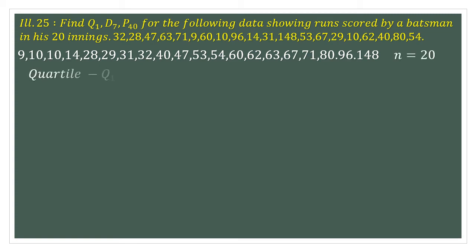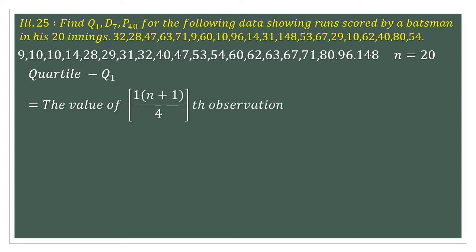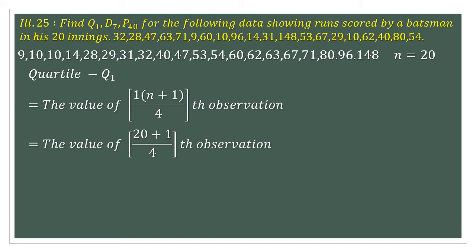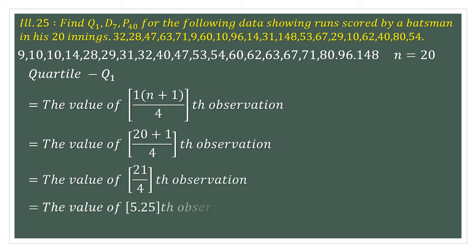We are going to start by calculating the quartile, that is Q1. The formula is quite similar to median: the value of 1, because it is Q1, into n plus 1 divided by 4, because it is a quartile observation. So it becomes 1 into 21 upon 4, but it is into 1, so I am not going to write that multiplication here. 20 plus 1 upon 4, that is 21 upon 4, making it the 5.25th observation.